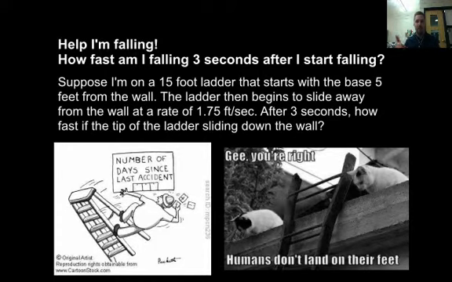It's a 15-foot ladder. The base of the ladder starts 5 feet from the wall. It starts to slide away from the wall at a rate of 1.75 feet per second. After 3 seconds, how fast is the tip of the ladder sliding down the wall? So how fast is the top of the ladder sliding down the wall?